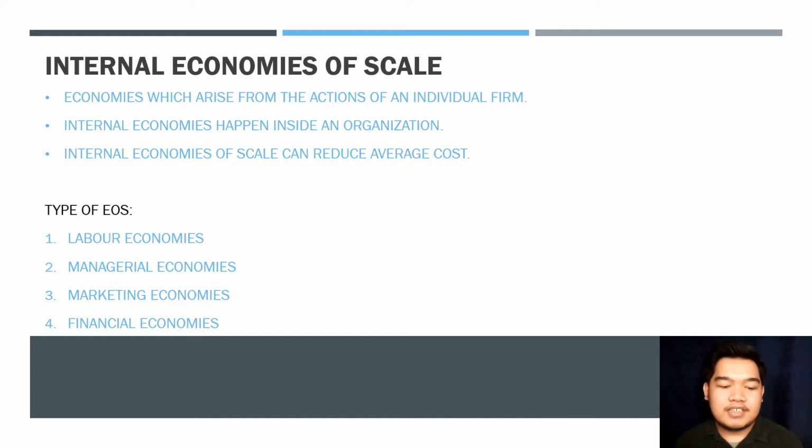For labor economies, as a firm expands, it employs a large number of workers. Specialization can increase efficiency of labor and reduce the average cost. Without any increase in the wage rate, the firm can provide a better working environment and improve facilities, as well as enhance promotion prospects for its workers. These measures will increase the average productivity of the workers and reduce the average cost per unit of output.